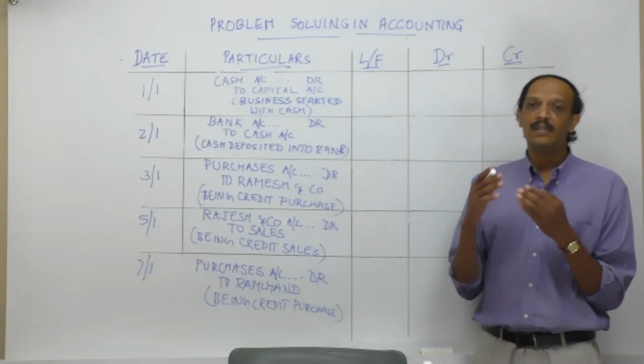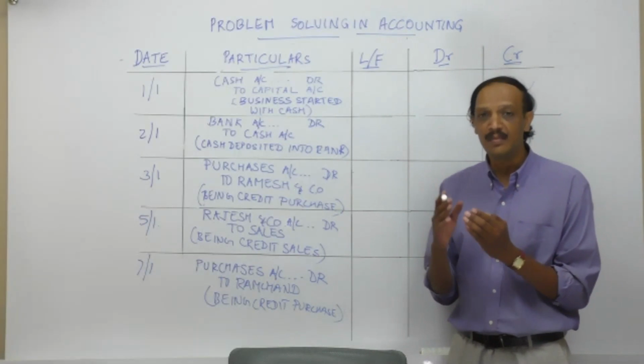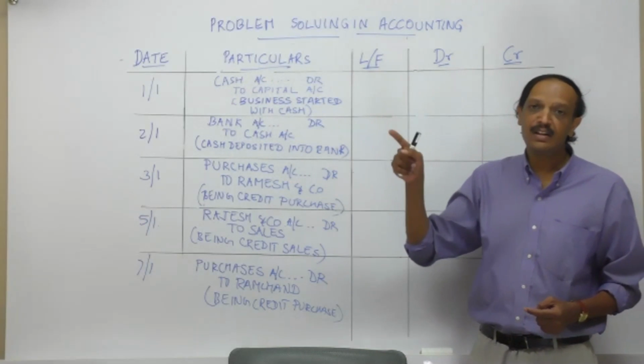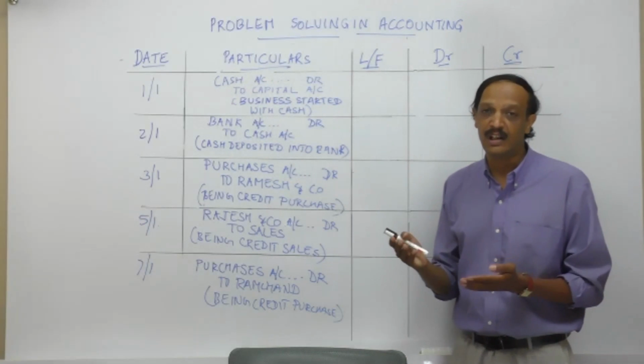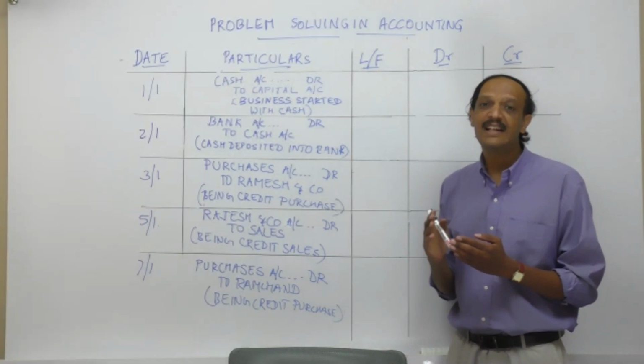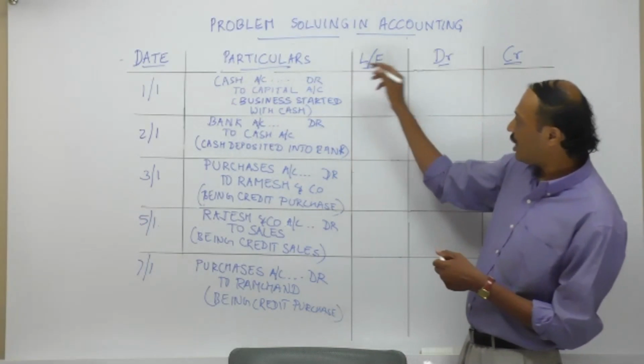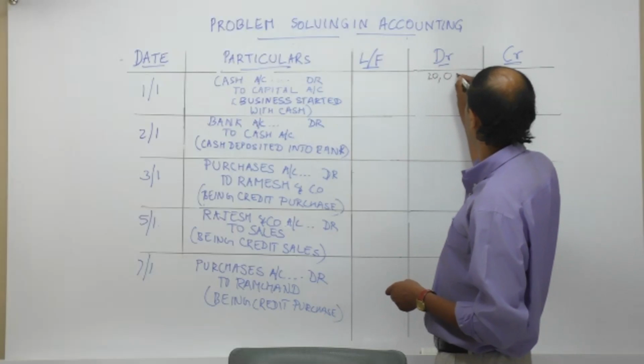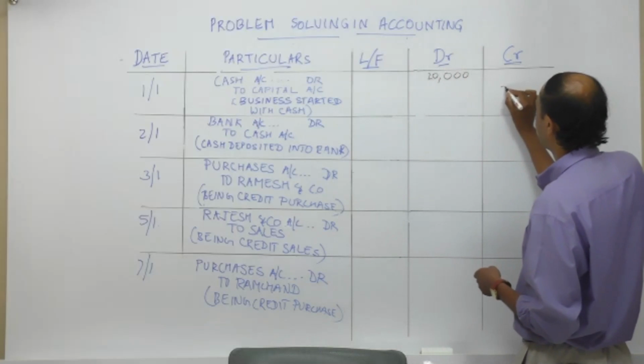The rule of real account says debit that comes in. So you debit cash account. It is coming in the form of capital. That's an investment. Capital should always be credited. So the amount here would be 20,000.